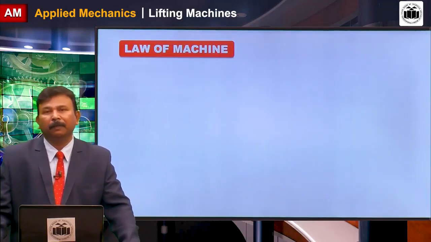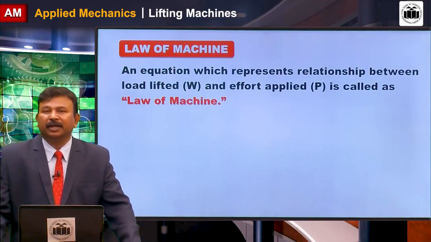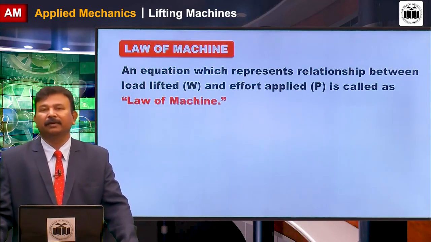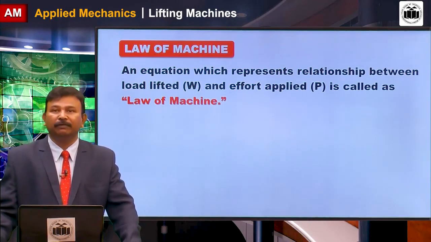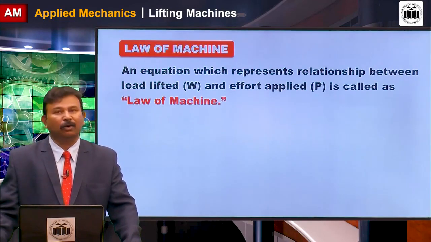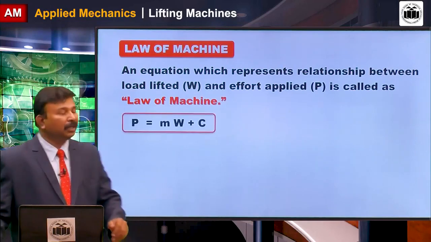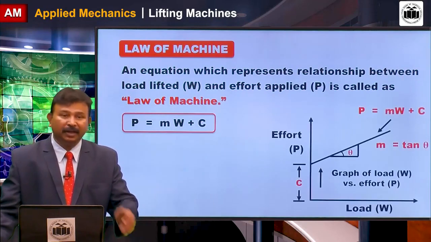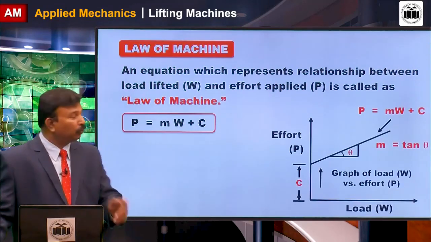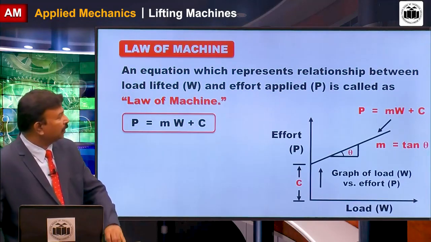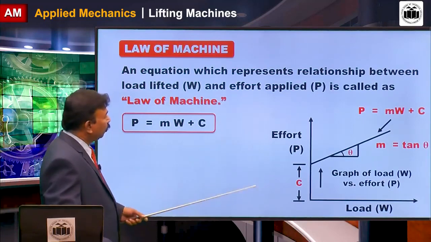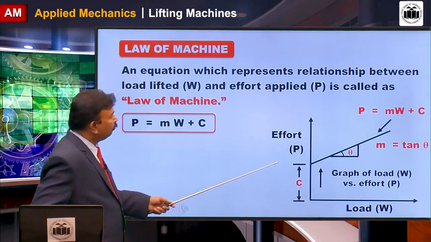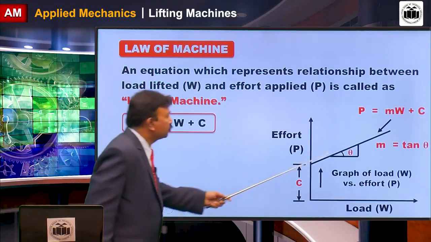Law of machine. An equation which represents the relationship between load lifted and effort applied to lift the load is called the law of machine. Now the equation is P equals mW plus C. It is very interesting to know how to get this law of machine. Students, for this I draw a graph of load versus effort, and I get a straight line.